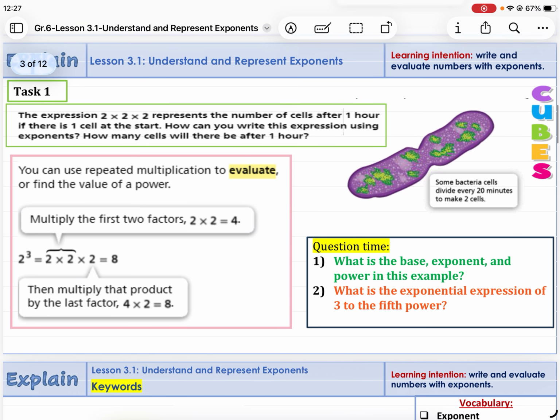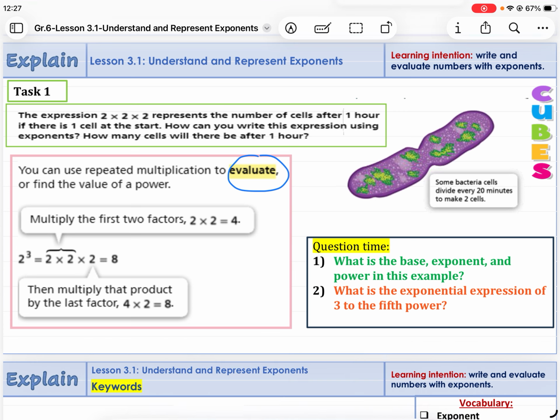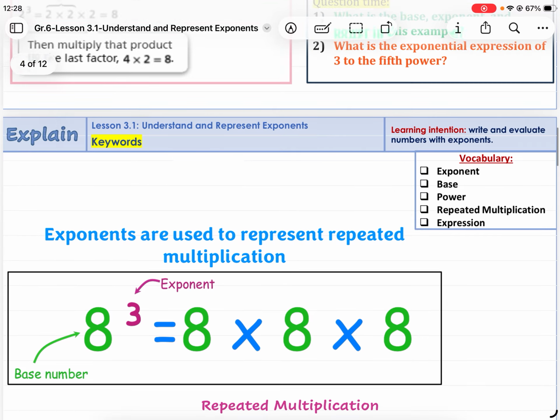This is the answer. You have to focus on the word evaluate. When they tell you to evaluate, it means they want a value. They want an answer for this question. So you need to give me a number at the end of the question.